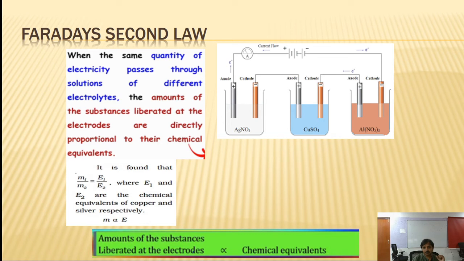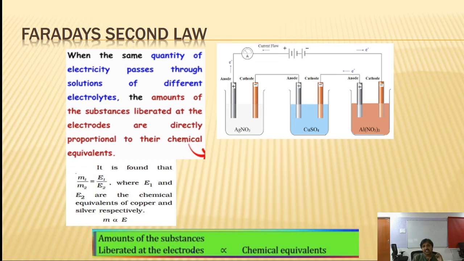Now see here, three kinds of electrolytic cells are there, but we are using the same external battery. That is, we are supplying the same amount of charge in the three different electrolytic cells. Then what happens? This will be discussed in Faraday's second law.